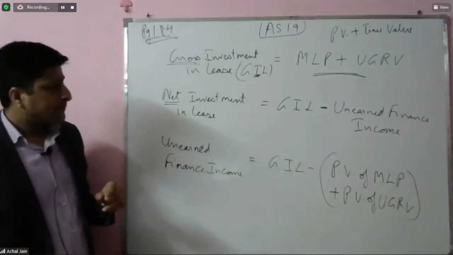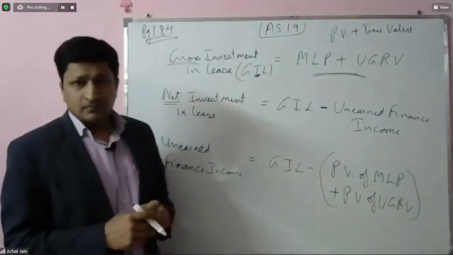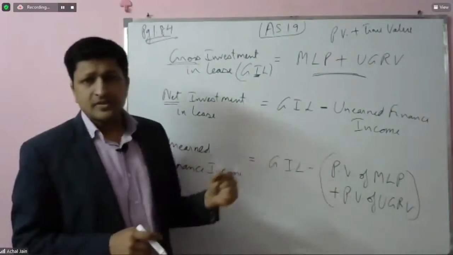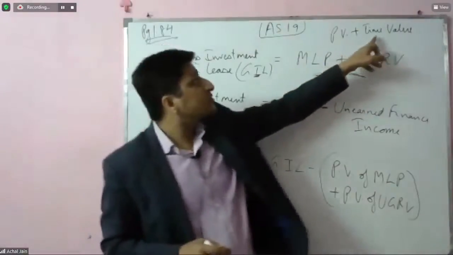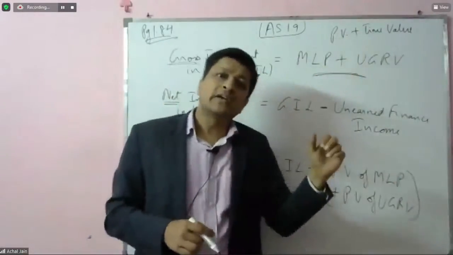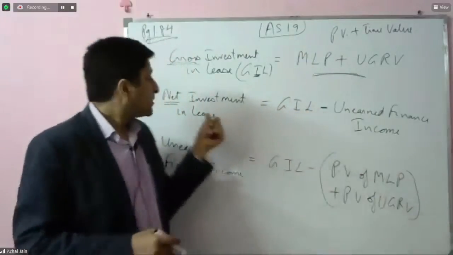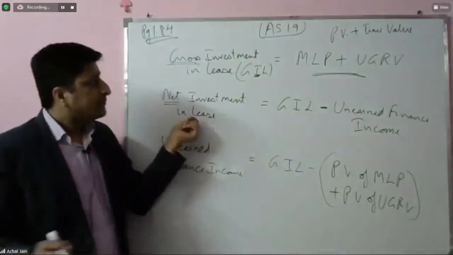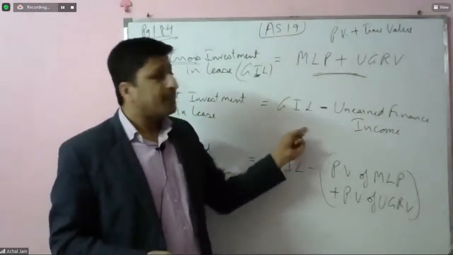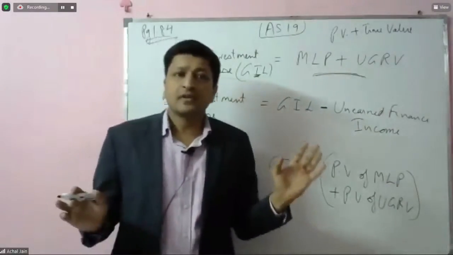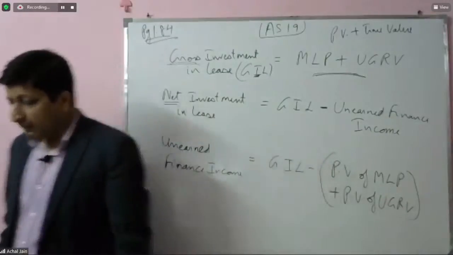And this unearned finance income, if reduced from gross investment, or you can say from the gross investment, if we reduce this time value, then what do we get? Present value only. So what is this net investment in the lease? This is nothing but equivalent to present value of MLP and present value of UGR. As simple as that. Correct? Yeah. Clear on this part?